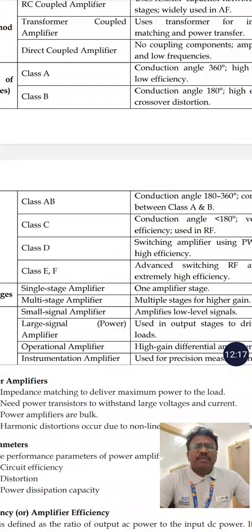Class B amplifier. The transistor conducts for only 180 degrees, which means one half of the input waveform. Since one transistor amplifies only one half, two transistors are normally used in push-pull configuration. So it has much higher efficiency and less heat generation. The disadvantage is there is a small dead zone near zero crossing. This produces crossover distortion.